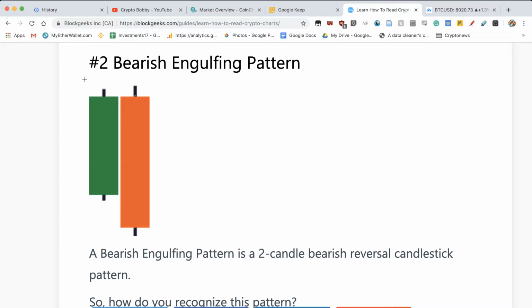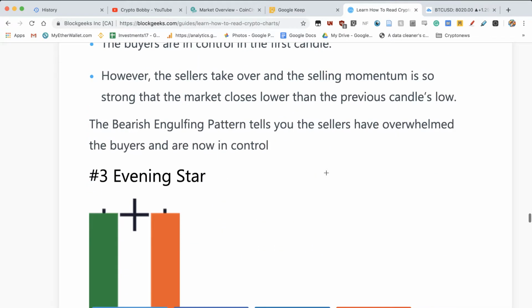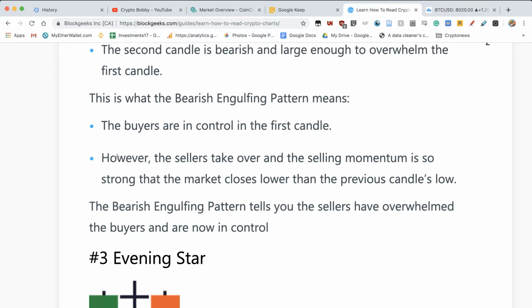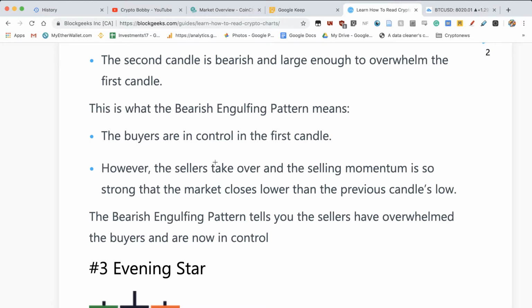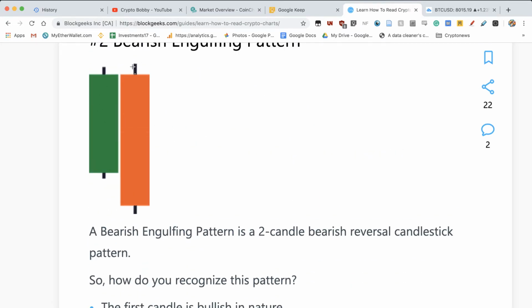So we've seen the bullish engulfing pattern. Now with the bearish engulfing pattern, it's more or less the same thing, but in reverse. So the first candle that you've got is a bullish candle, and the second candle is much bigger and is a bearish candle and encompasses the previous candle. So the bearish engulfing candle tells you that the sellers have overwhelmed the buyers and are now in control. So here the sellers have managed to push the price all the way down to here, and they are in control.